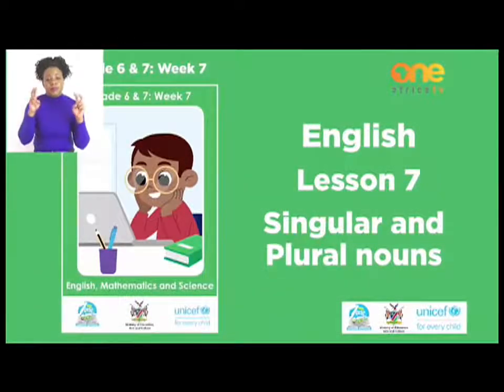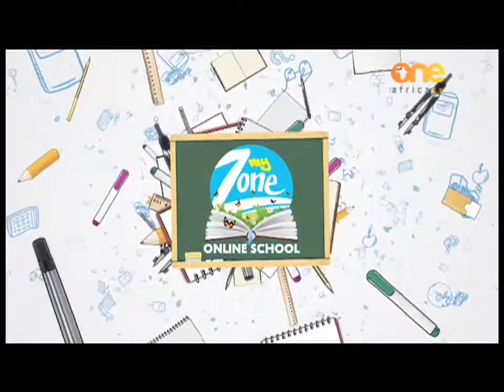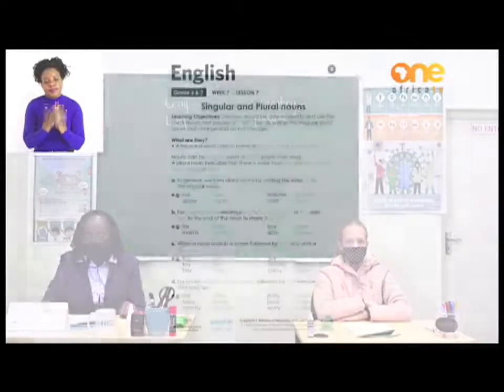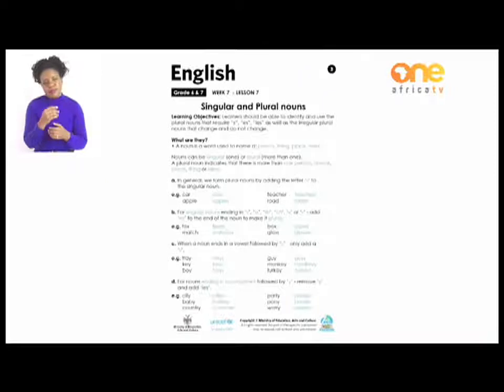Our lesson for today is on singular and plural nouns. Let's turn to page 3 in the booklet, and we start with the lesson. Like we said before, our lesson is on singular and plural nouns. Our learning objective is that learners should be able to identify and use the plural nouns that require S, ES, IES, as well as the irregular plural nouns that change and do not change.